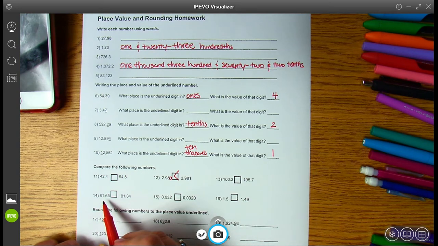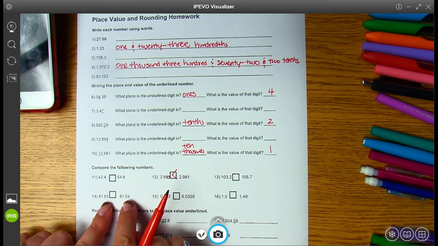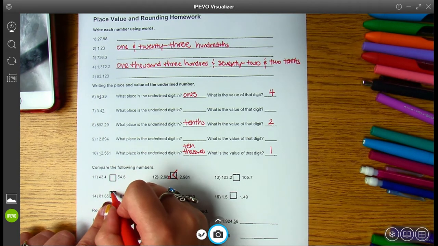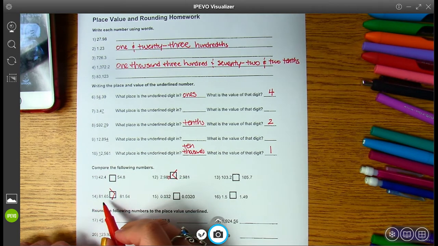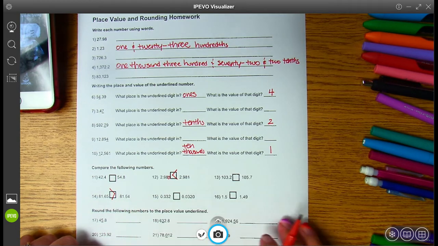Okay, you have 81, and then you have a 6 and a 6, and a 5 and a 4. So the 81 and 65 hundredths is bigger than 81 and 64 hundredths.